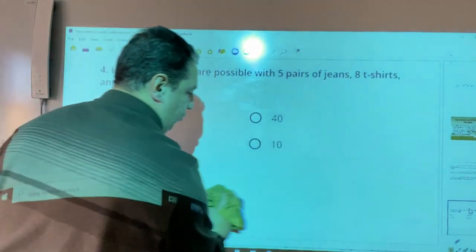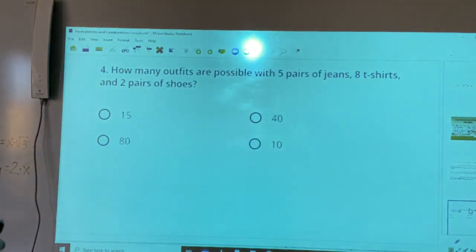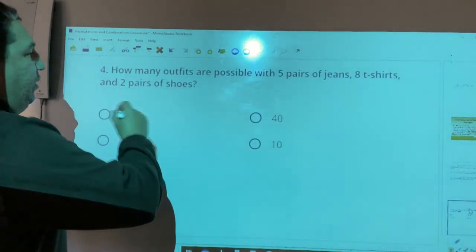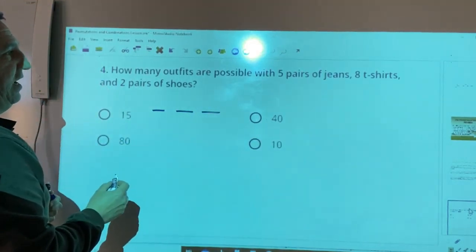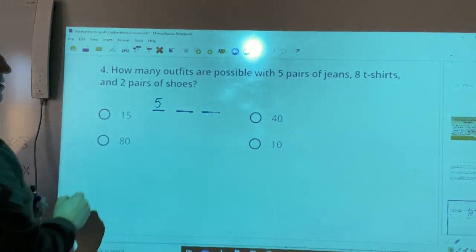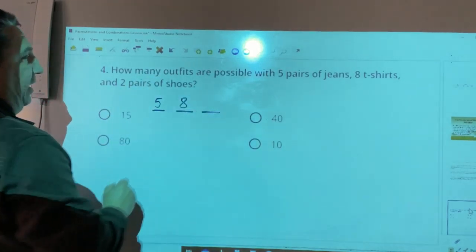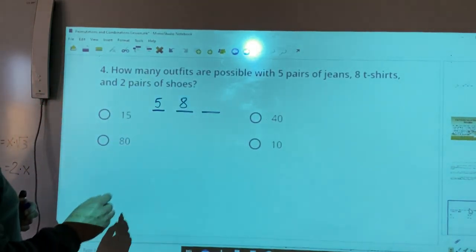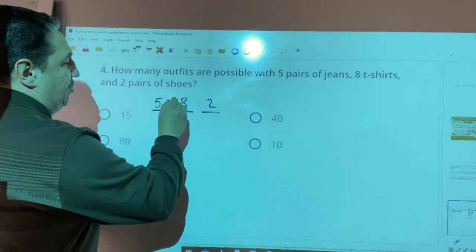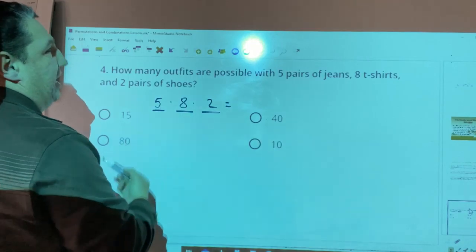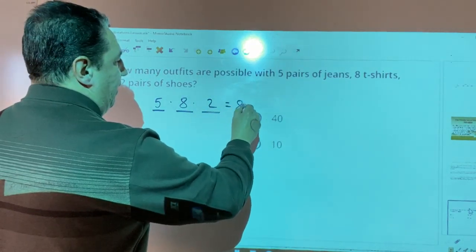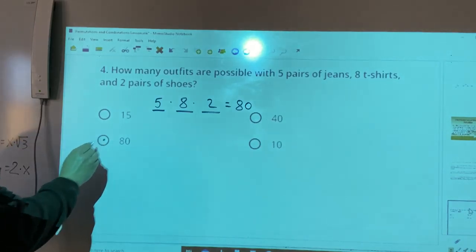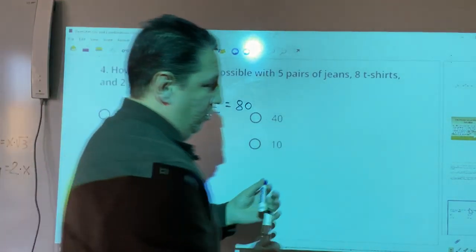This problem is similar to the previous one. How many outfits are possible with 5 pairs of jeans, 8 t-shirts, and 2 pairs of shoes? Again, we have 3 activities, right? The first activity can be done in 5 ways. Second activity is in 8 ways, and the last activity in 2 ways. All we need to do is to multiply them, right? 5 times 8 is 40, times 2 is 80. Yeah? Good?